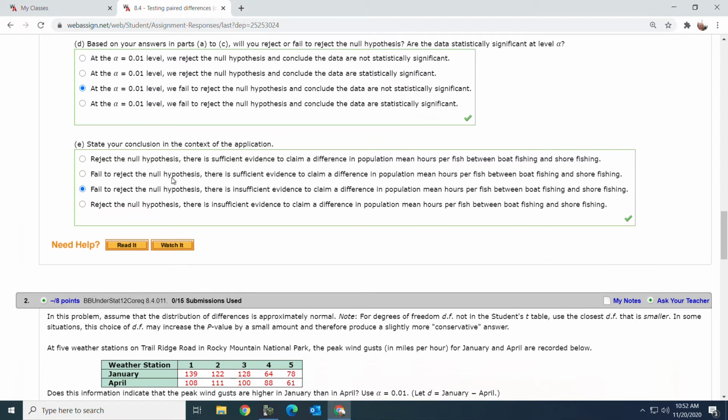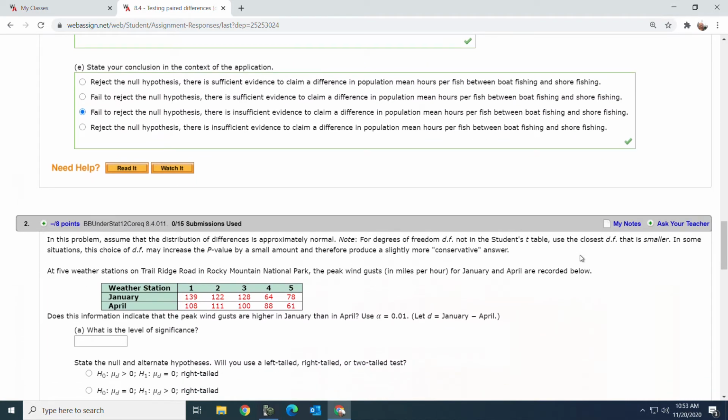Our conclusion is, when we fail to reject the null hypothesis, there is not enough evidence from that table to claim a difference in population mean hours per fish between boat fishing and shore fishing. So you could tell from the table the times weren't identical, but they're not statistically different either. So it would make no difference if a celebrity fished from a boat or ashore.